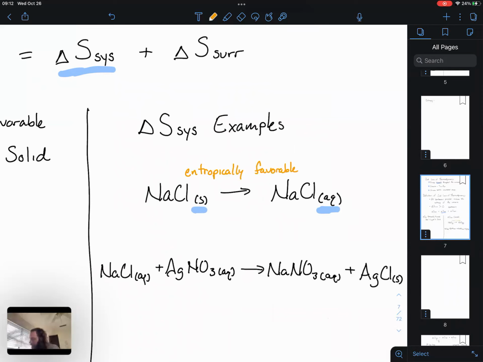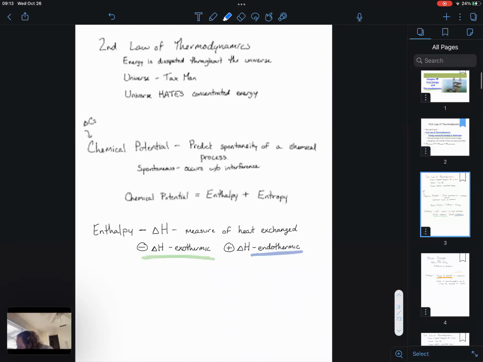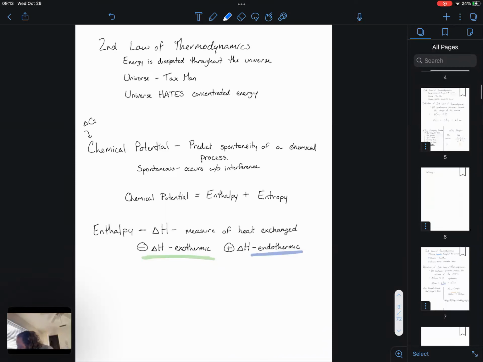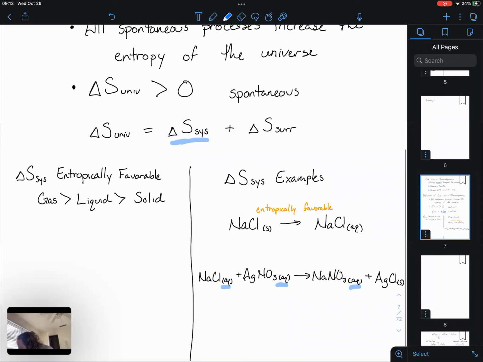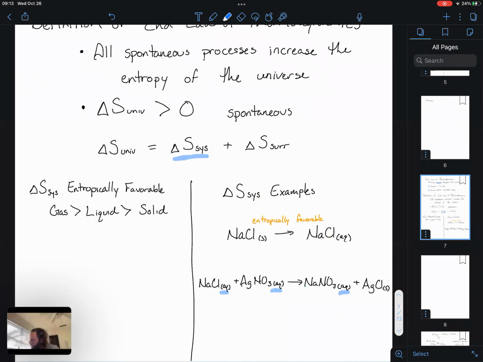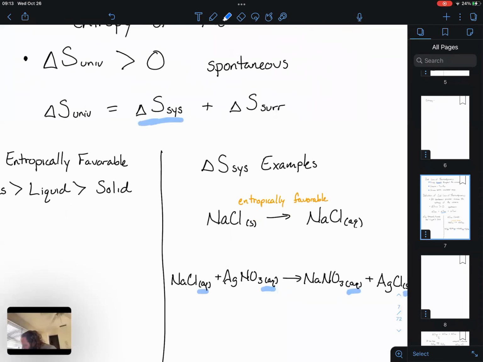All right, so now I want you guys to take a look. The next example here is actually a chemical reaction. This is what's called a precipitation reaction, where you mix two aqueous solutions together, and one of your products is aqueous, but the other is a solid.